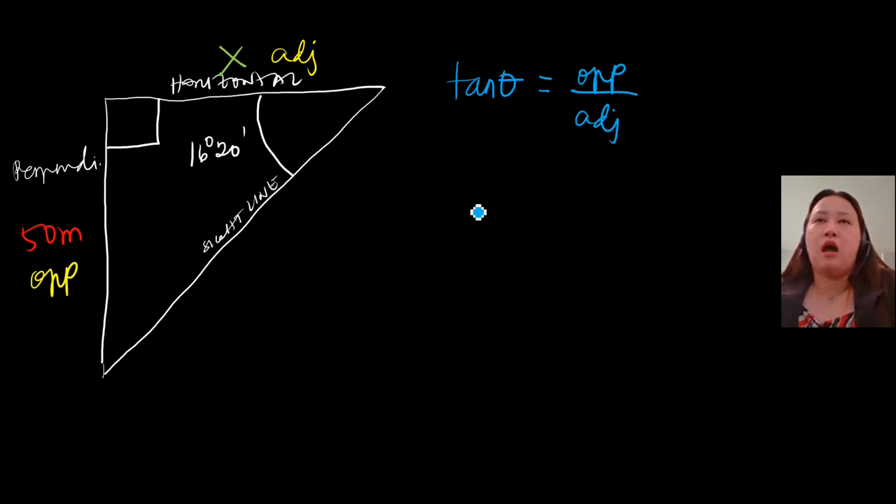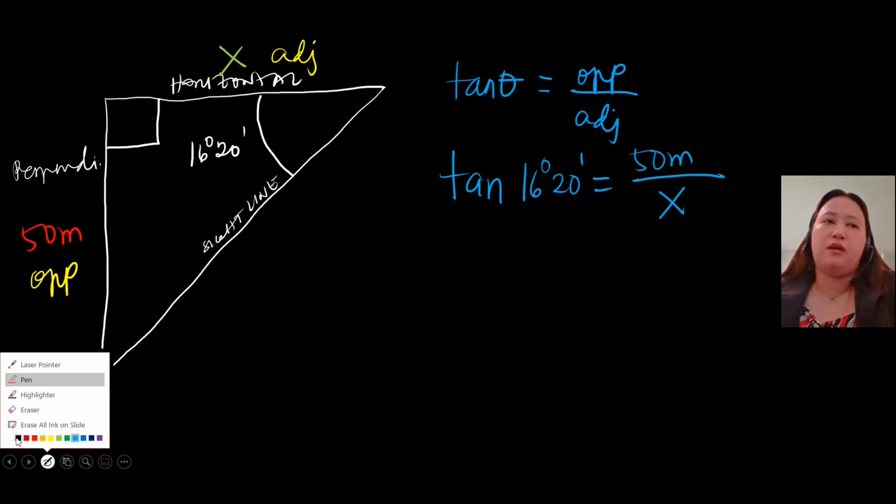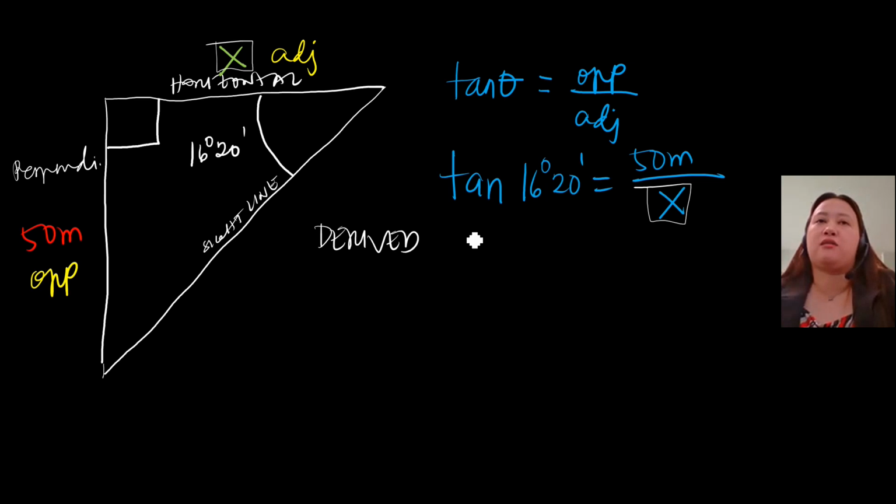Next, you have to substitute values or symbols based on this illustration of the right triangle. So this will become tangent, and we have a value for the theta, which is 16 degrees and 20 minutes. We do have the opposite, that is 50 meters, and then the adjacent is denoted by x. Now, since in the problem what we need is x, in our equation we need to have a derived formula for x.